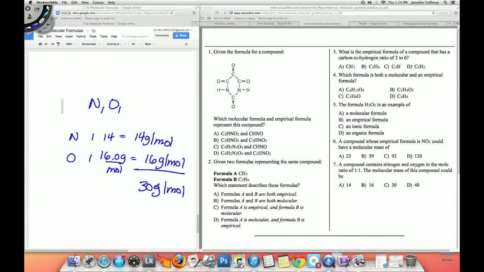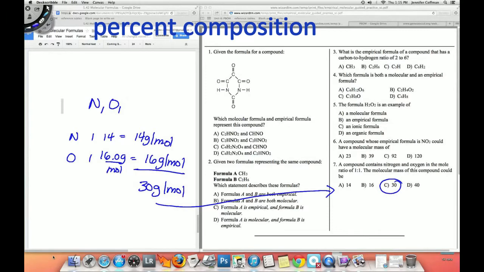It could be times 1, which would give you 30. It could be times 2, which would be 60, or times 3, which would be 90, or times 4, which would be 120. So let's look at our answers over here. 14 is not a multiple of 30. 16 is not a multiple of 30. 30 looks like our answer. And 40 is not a multiple of 30. So when we're looking for molecular mass of a compound, and they gave us the empirical by giving us the mole ratio, 1 to 1, we have to have a multiple of that empirical formula. Alright, I hope this little video helped. I'll put up another one in a little while.